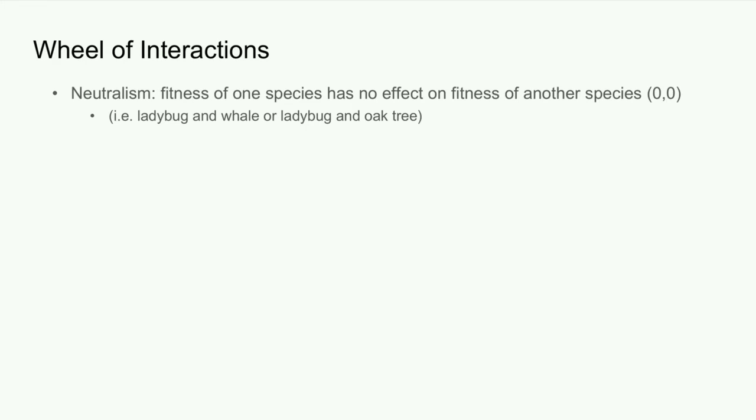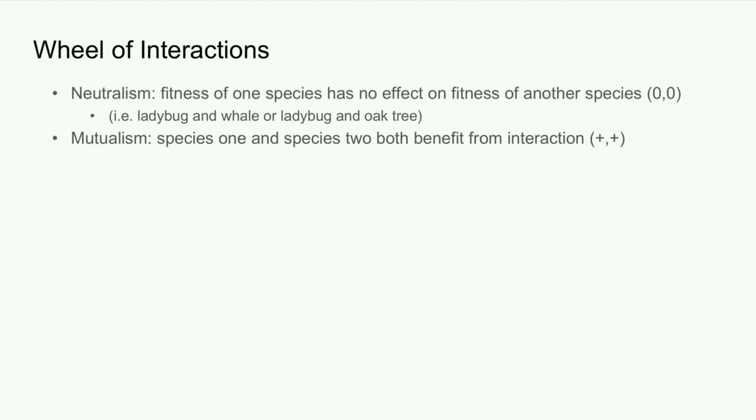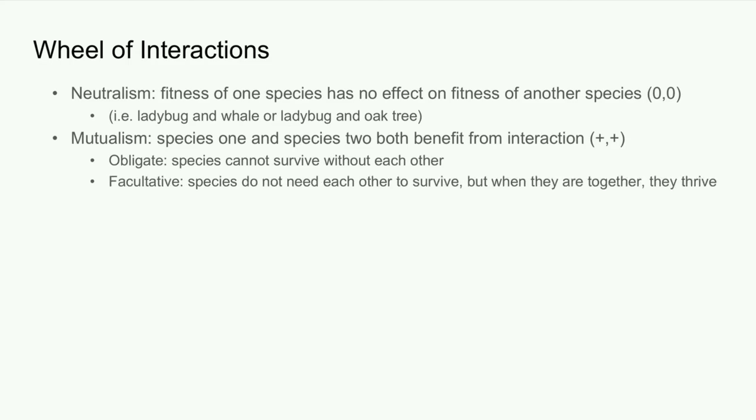Predation. Wheel of interactions. Neutralism describes the interaction between two species that have no effect on each other. A mutualistic relationship is one in which two species benefit from interacting with each other. If the species cannot survive without each other, the relationship is obligate mutualism. If the species benefit from interaction with each other, but don't need the other to survive, the relationship is facultative.